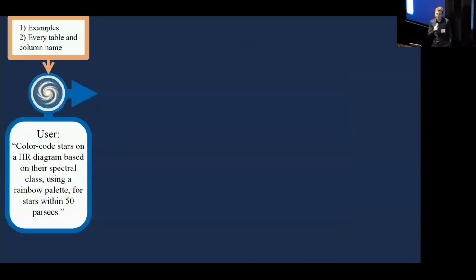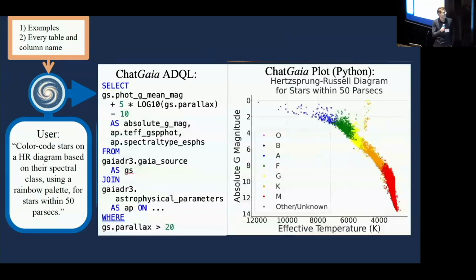Let's look at an example. Here I ask in English, color code stars on an HR diagram based on their spectral class for stars within 50 parsecs. And here is what it creates. What's impressive here is that it got the correct formula for absolute magnitude, the correct parallax cut, and it even used a spectral type column I didn't know existed. And it flips both axes to conform with astronomy standards. So it must know astronomy standards.